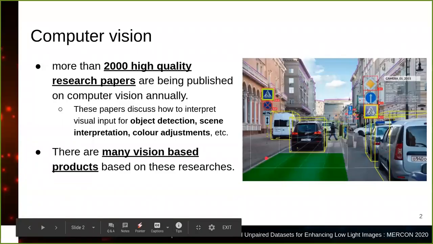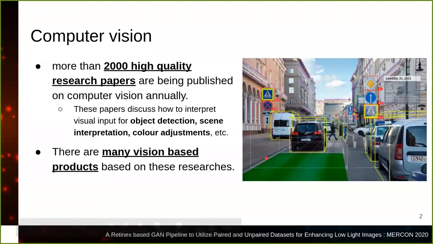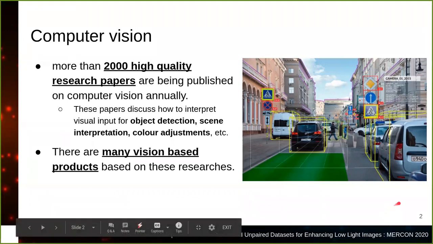To begin, in the hot field of computer vision, basically 2000 high quality research papers are published on the top venues every year. These papers discuss a lot of things such as object detection, scene interpretation, annotation, summarizing, color analysis, and everything. And there are many vision-based products such as self-driving, text recognition, and even color filters for photographs.